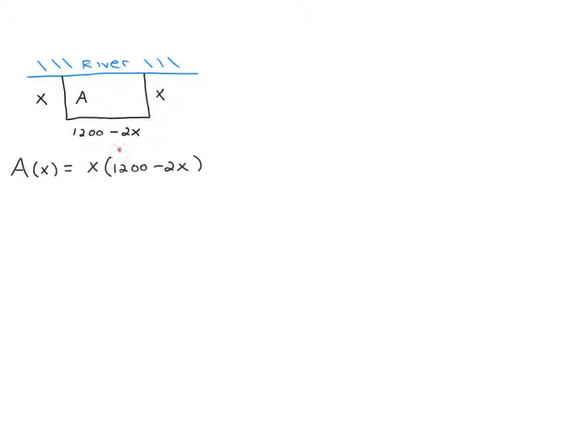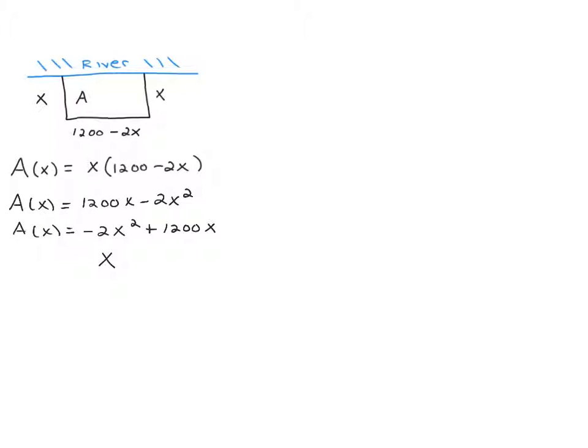And I'm noticing I could distribute the x into the parentheses, so I'm going to go ahead and do that. I'm going to write this as A of x is equal to 1,200x minus 2x squared. It'd be completely okay to write this with the x squared portion first. It really doesn't matter. They're all equivalent. So now I want to go to my graphing calculator to actually look at this graph, see where it's the biggest, but maybe I'll make a couple of observations first.